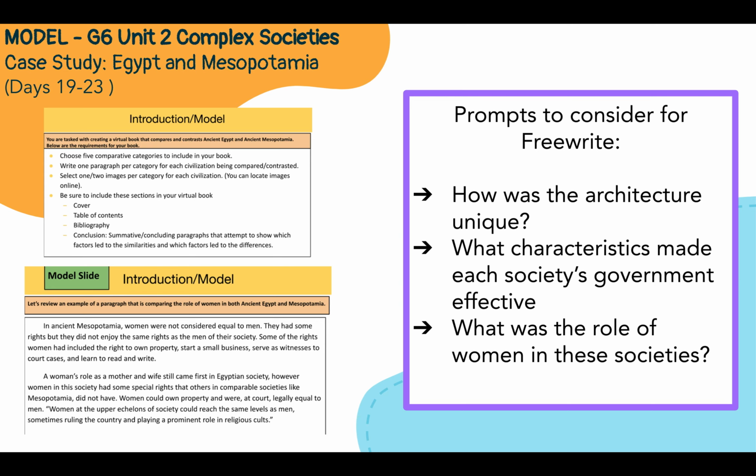And again, you want students to write for an extensive period of time, so maybe 10, 15 minutes of writing while providing these prompts. So for example, you might want to start off by asking how was the architecture unique in the Mesopotamian civilization or within the Egyptian civilization. And they might begin to start describing the architecture for both societies.